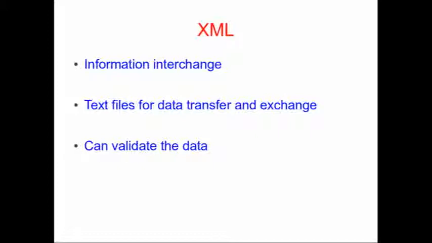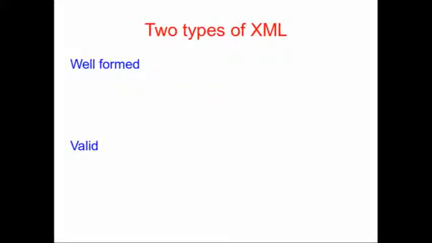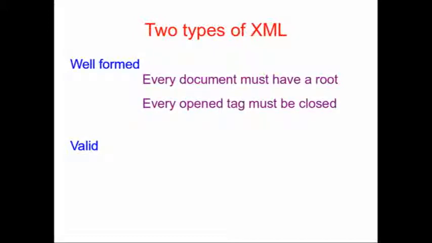There are two types of XML. There's what's called well-formed XML and valid XML. Well-formed is the simplest format of XML, and the requirements are much more relaxed. Basically, every document must have a root node. Every opened tag must be closed, and I'll explain what that means in a second. And there may be no overlapping tags in the XML.